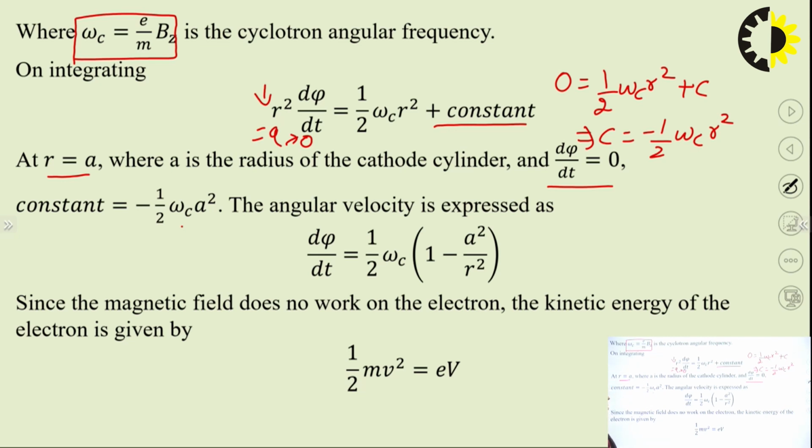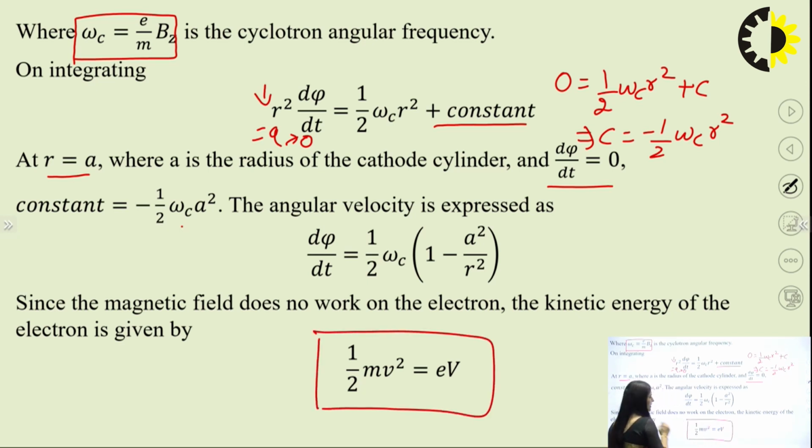So the angular velocity d phi by dt can be written by putting in the value of the constant, and after rearrangement of the equation it comes out to be 1 by 2 omega c (1 minus a squared by r squared). Since the magnetic field does not do work on the electron, the kinetic energy of the electron is given by 1 by 2 m v squared is equal to e times V, where e is the charge and V is the potential applied across the cathode.